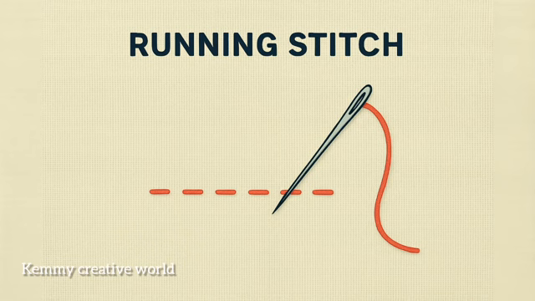Running stitch or basic stitch. What is it? The most basic hand stitch, a simple in and out motion. When to use it? You use it for temporary seams, basting, gathering fabric, or sewing lightweight projects. How to do it? You thread your needle, knot the end, and push the needle through the fabric, moving in and out evenly, keeping stitch length consistent. About 1/8 inch to 1/4 inch is standard for light fabric. The smaller and more even your stitches are, the neater it looks. For gathering, leave long stitches and pull the thread to bunch the fabric.